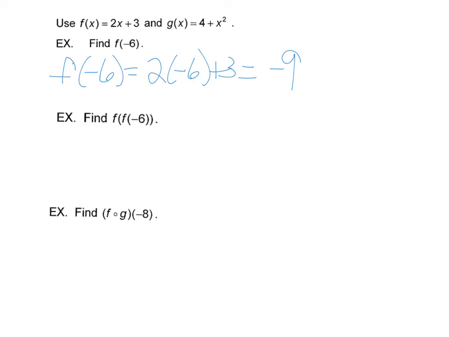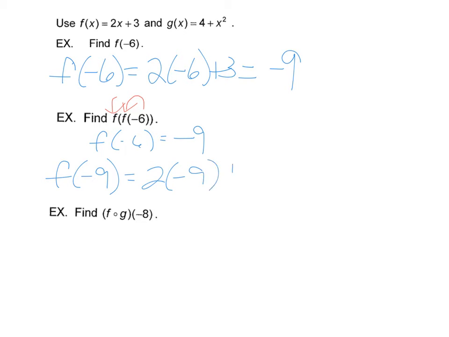Now the second one is a double, and you always work with these from right to left. So first we're going to plug the negative 6 into the f function, work that out, take that result and plug it into the f function again. Now we already found f of negative 6 just now, and it was negative 9. So now I plug negative 9 into the f function. 2 times negative 9 plus 3 would be negative 18 plus 3, which is negative 15.